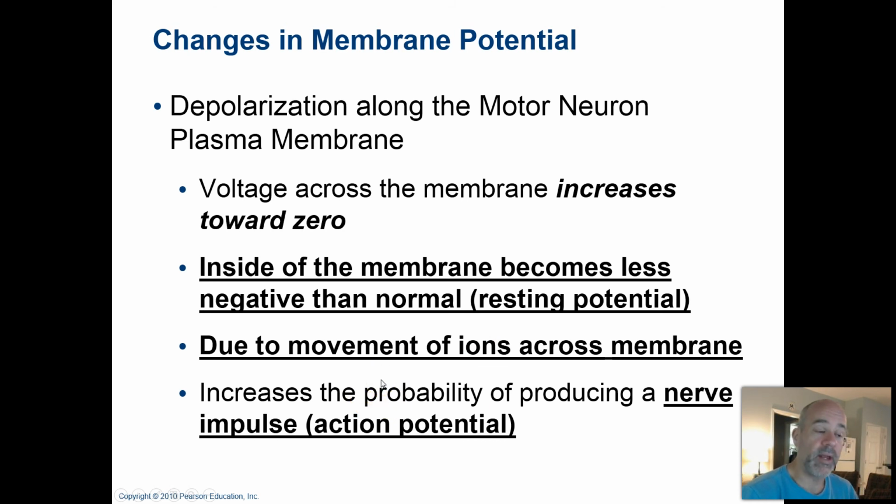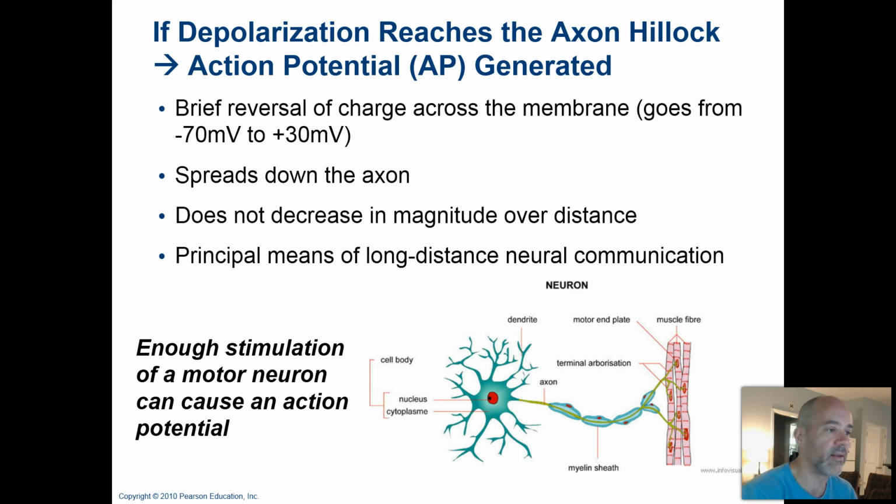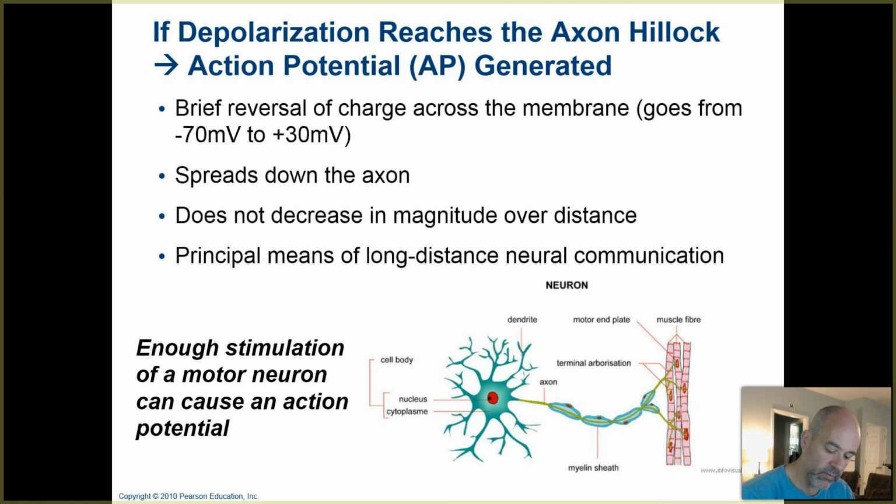As this keeps happening, it's going to increase the likelihood that we're going to have an action potential. And now our motor neuron can send a signal to the muscle fibers. All right, so again, we need this depolarization to reach the axon hillock. This diagram doesn't really have a good axon hillock in it. Well, it does. You can see the little wider area there where the axon is attached to the cell body of the motor neuron.